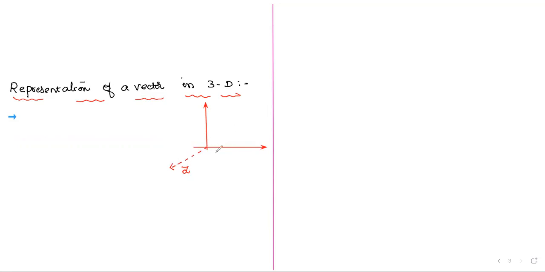So that z-axis, the 3 axes I took here: x, y, and z. And now I am taking a vector. Which vector? Again, a position vector. Position vector, try to recollect, should pass through the origin. So this is a position vector that I took, passing through the origin.